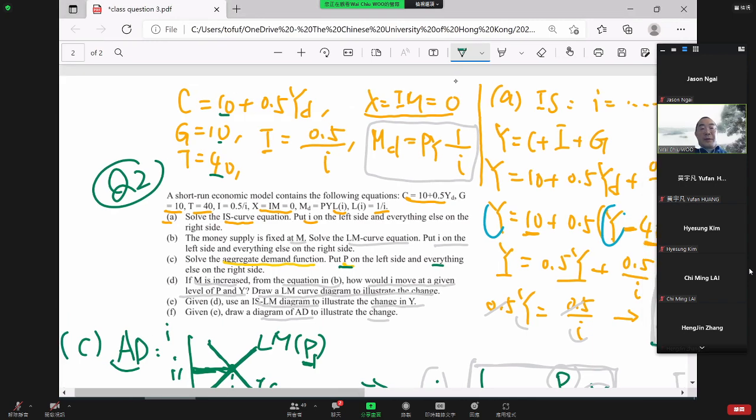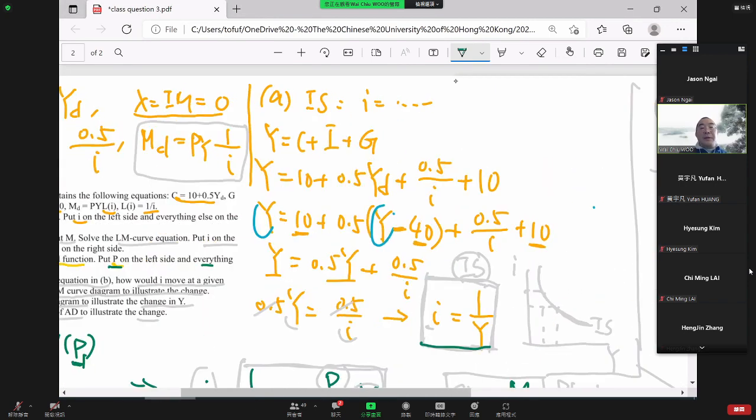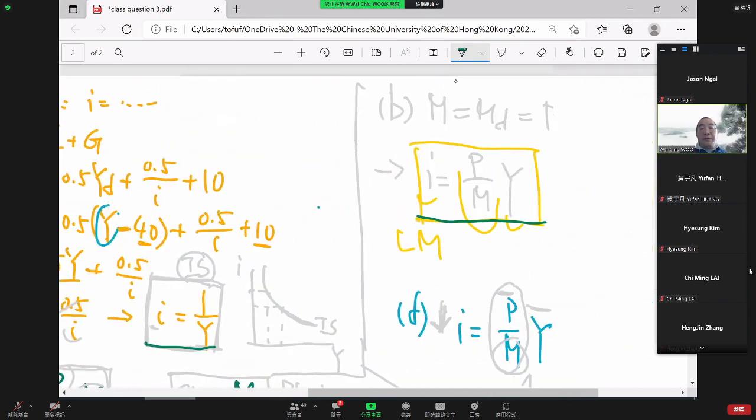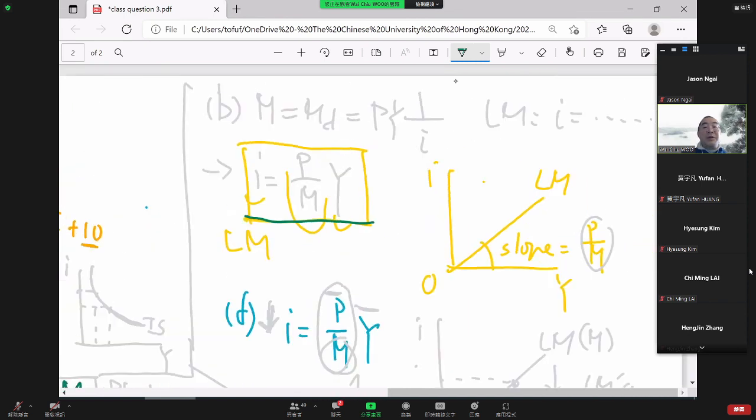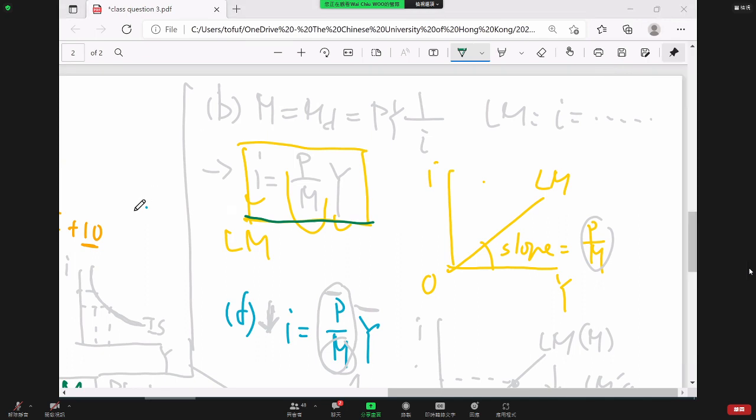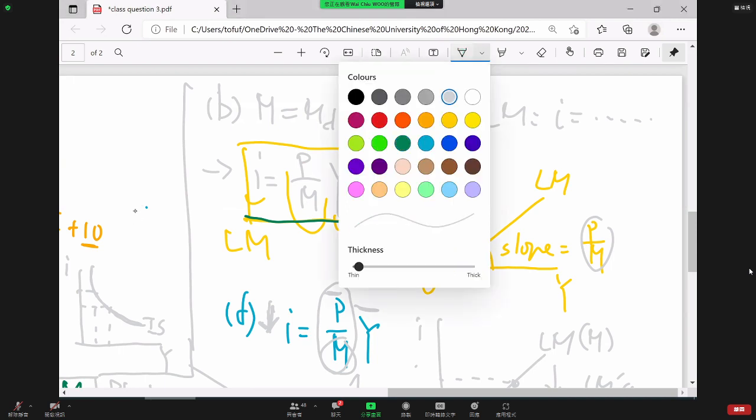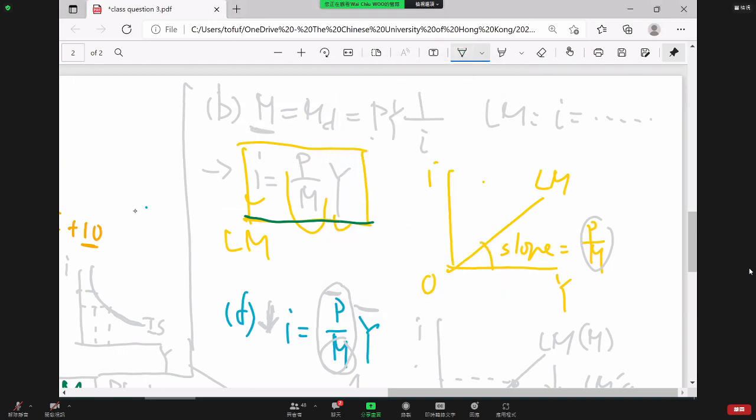Okay, let's see. The case is we have to look at the equation. You can't just use your economic logic. You have to look at the equation, okay? So this is a characteristic that you can find from the equation. If you look at the equation firstly, the equation is that you have money supply here, money demand here.